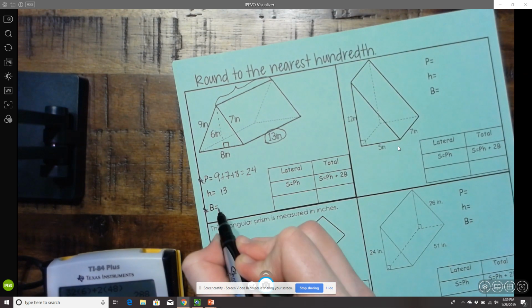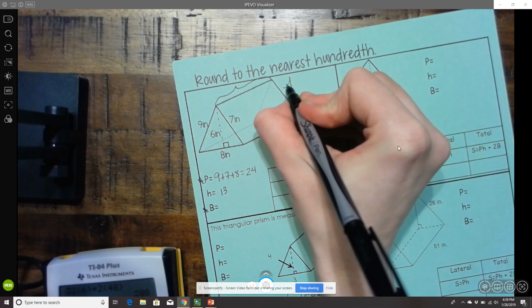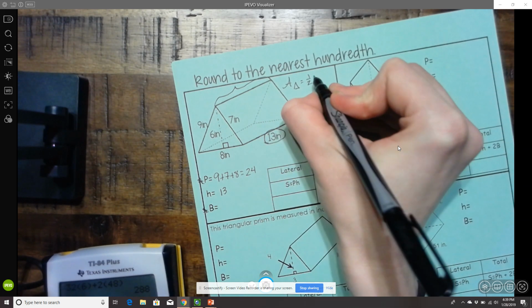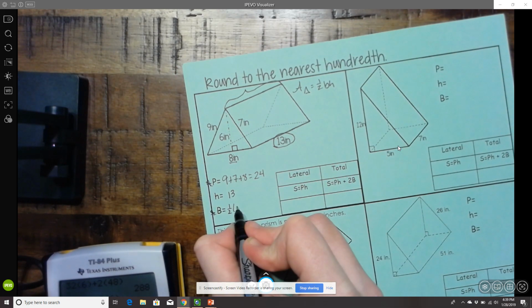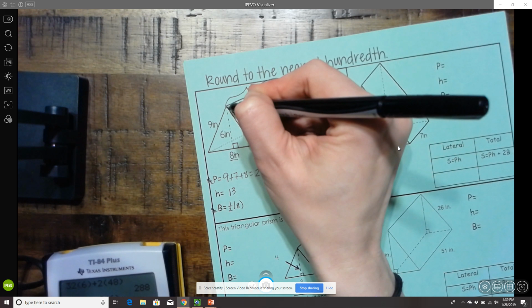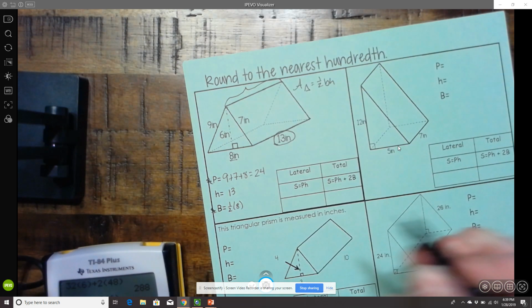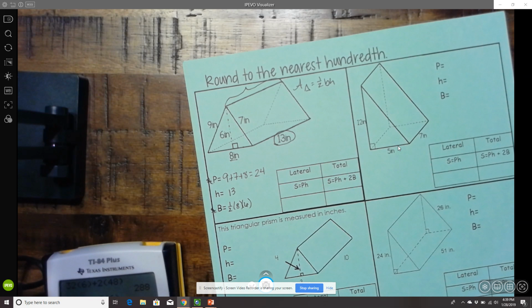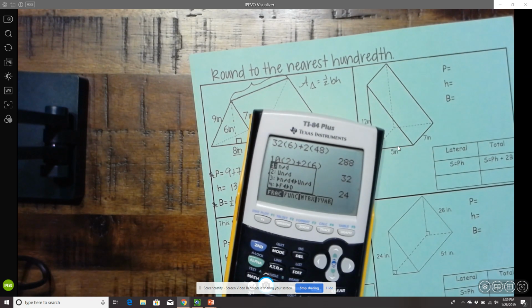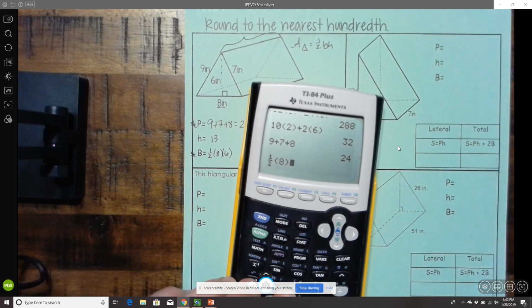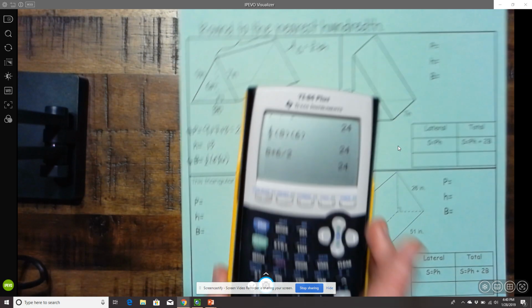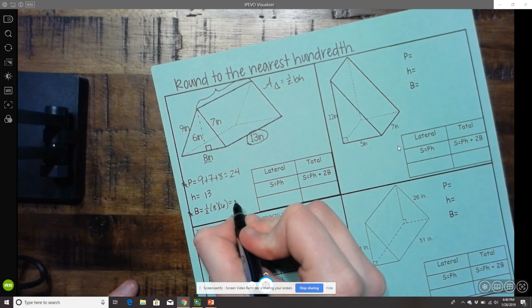So that's 13. And then area of the base. Remember, area of a triangle is 1/2 little bh. The base of this triangle would be 8, and then the height is from the vertex straight down, so that's what that 6 is for. There's 2 ways to do this. You can put the fraction in and then do 8 and 6, or you can do 8 times 6 divided by 2, and it's going to give you the same answer. And so that is 24.